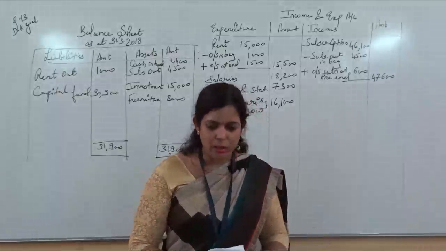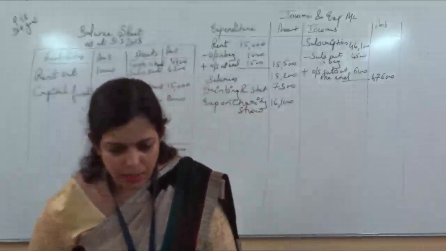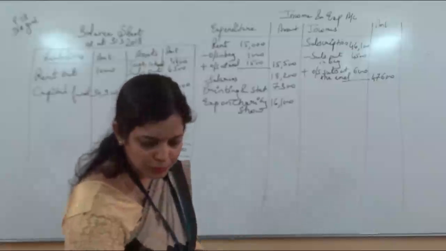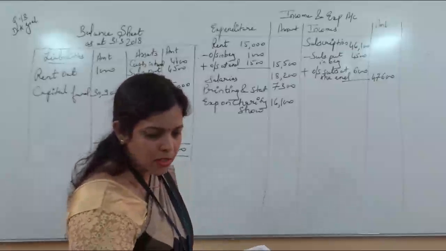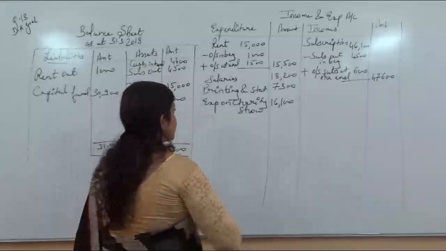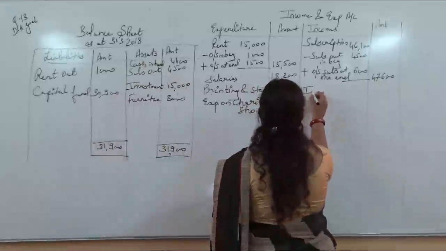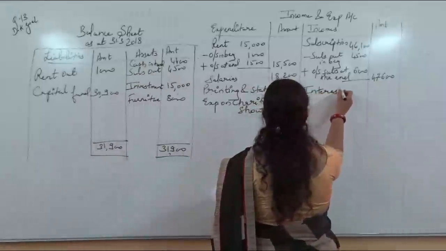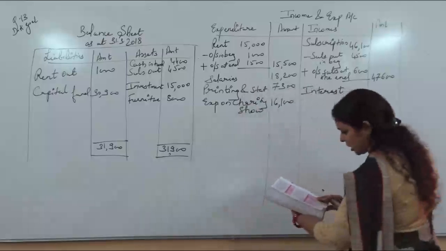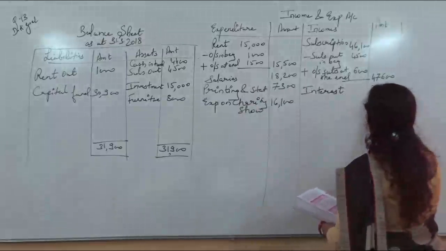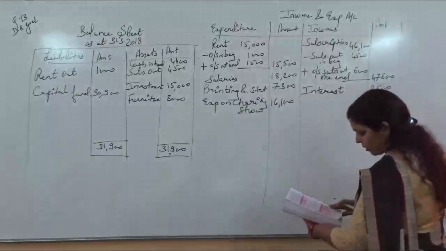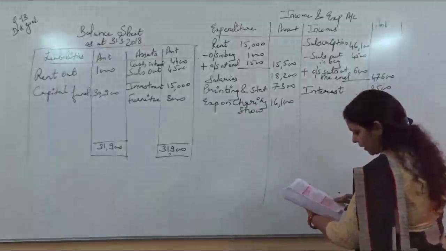Now let us take the receipt side. Let us cover the receipt side. We have taken the subscription. Now see which items are remaining. Interest. Yes, interest is an item of income. It is a recurring income, so it will be taken in the income and expenditure account. How much interest is there? 2,500. Then tournament fund, we will take it in the liabilities.